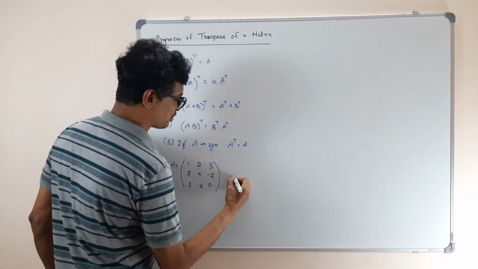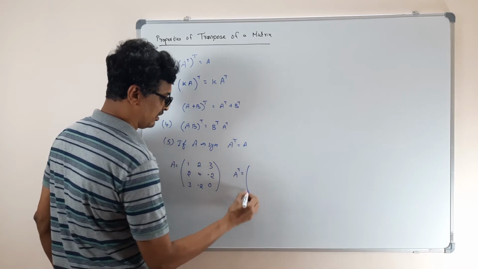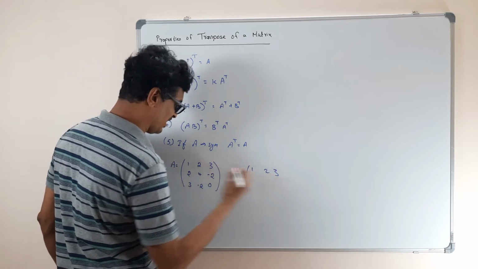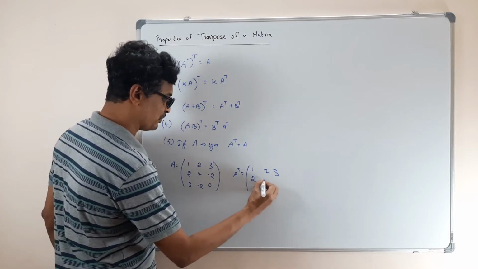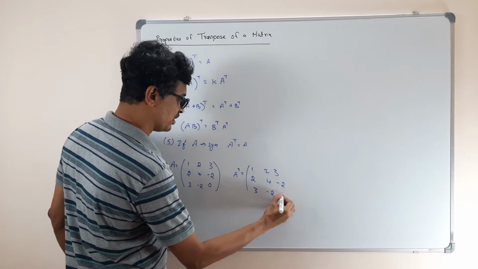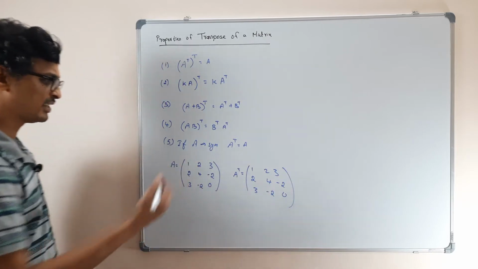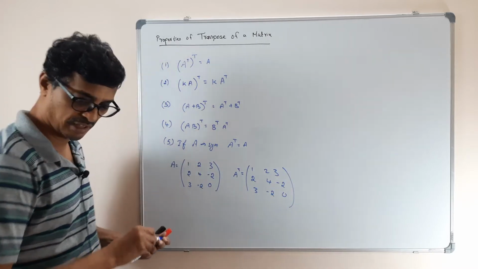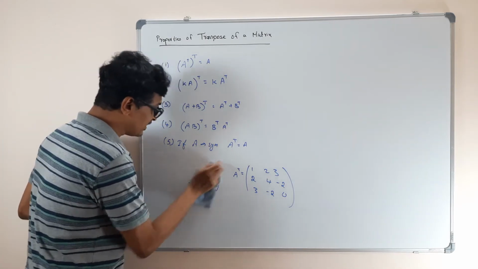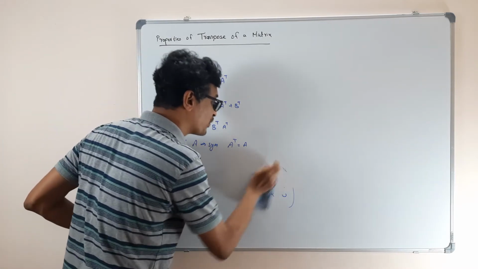So what will be the transpose of it? Tell me. It's going to be the same. Am I right? This will be 1, 2, 3. Then 2, 4, minus 2. Then 3, minus 2, 0. That's what it says. Correct? So this is a very obvious property. Simple. And the interesting thing is, what if A is skew symmetric?